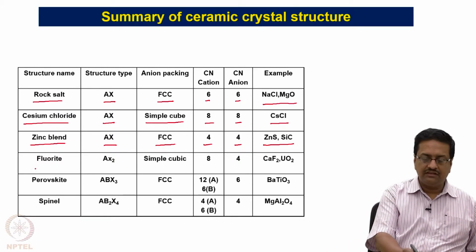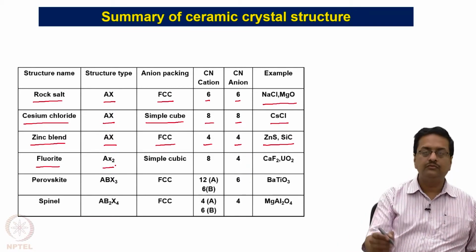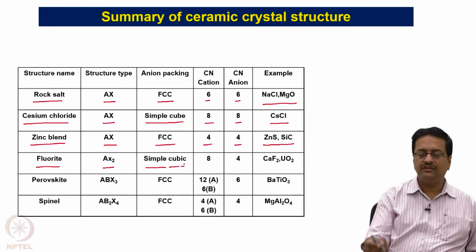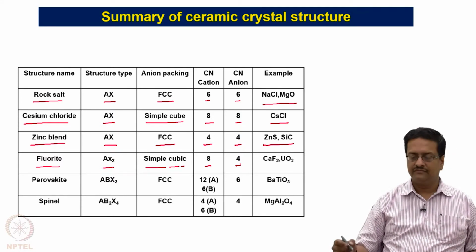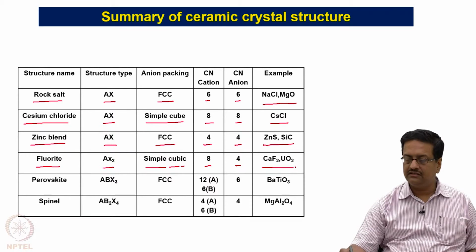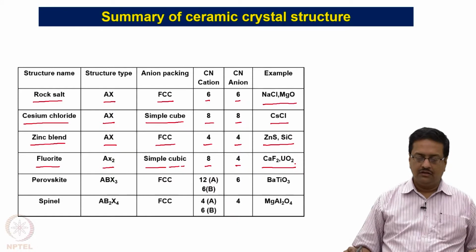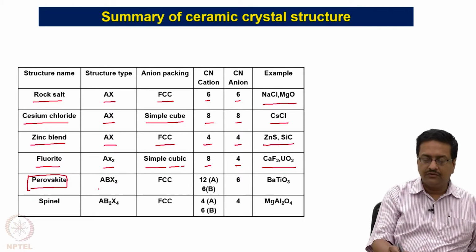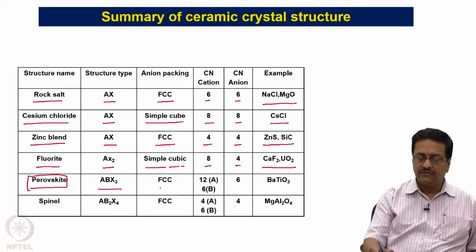The next type that we have seen is the fluorite structure. It has a general formula AX2. This is again a cubic structure with 8:4 coordination, and calcium fluoride and uranium oxide are two examples of such structure. We have not discussed perovskites, which I would like you to read yourself. The formula is ABX3.